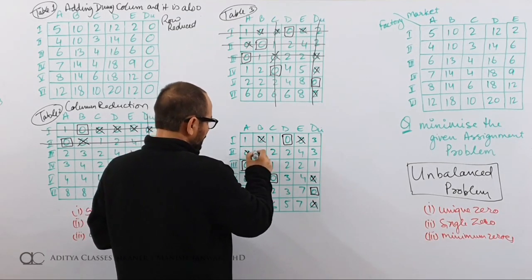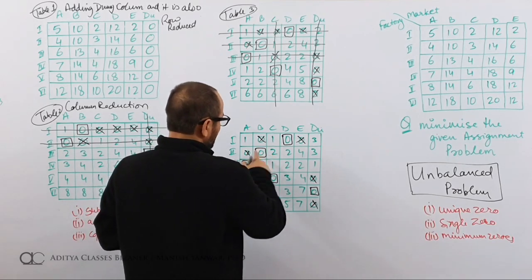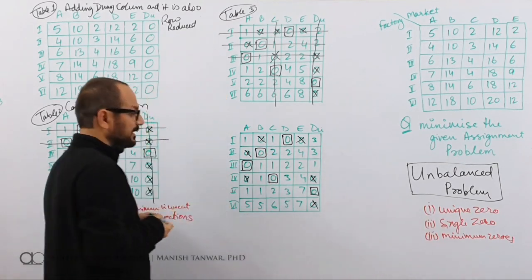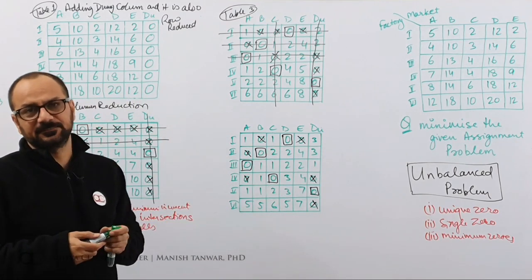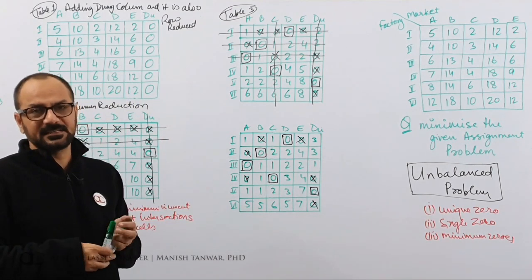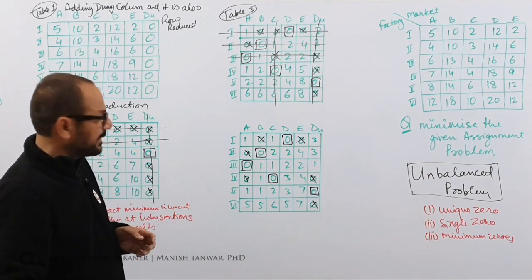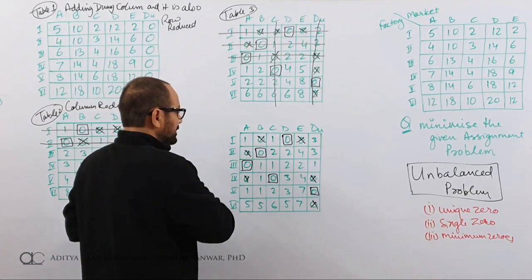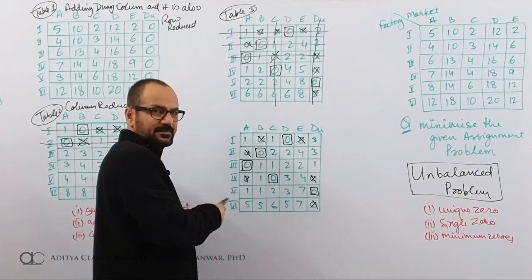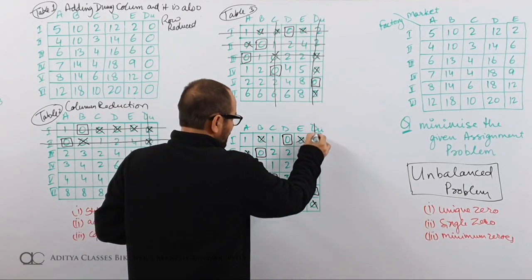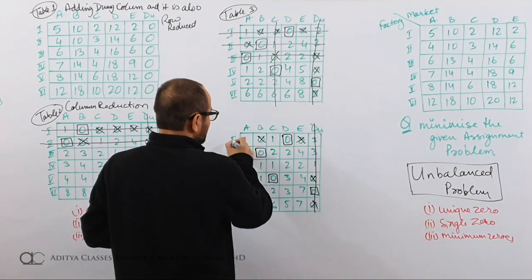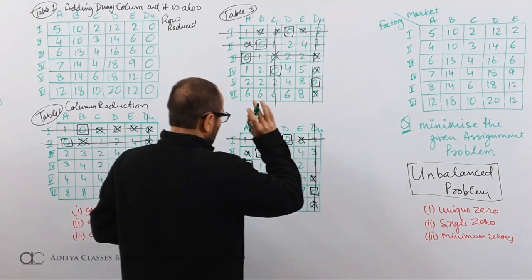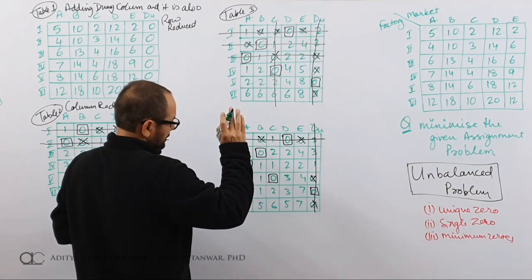This one has become a unique this time. 1, 2, 3, 4 and 5. Once again I am left with only 5 assignments. I need 6 assignments. So this is a degeneracy once again. How do we resolve this degeneracy? I get 5 lines. 1, 2, 3, 4, 5 assignments, 5 lines. First line would be this because there are 3 zeros here, 3 zeros here. These are 2 good lines.